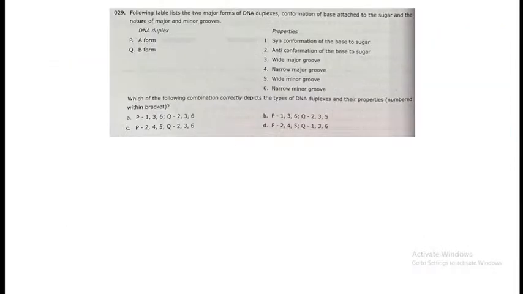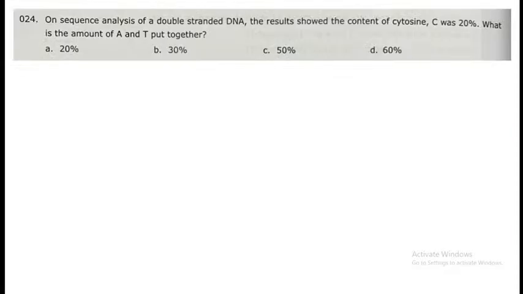Now let me give you one question so that you can solve. Depending upon whatever we have discussed, try to find out the answer for this particular question. The question is saying, on the sequence analysis of a double stranded DNA, the result shows that the cytosine was present in 20%. Then it was asking what is the amount of A and T put together, right? In this question you can apply your Chargaff rule and easily get the answer. Very simple question. It is a previous year question that was asked in the CSIR.